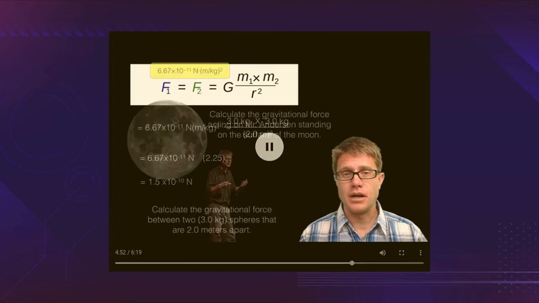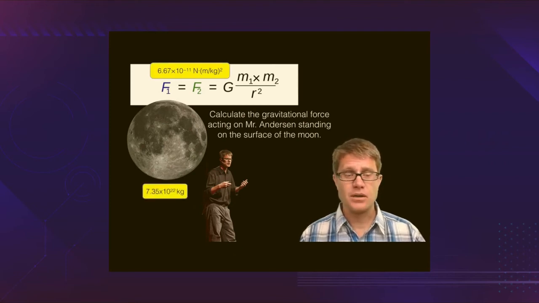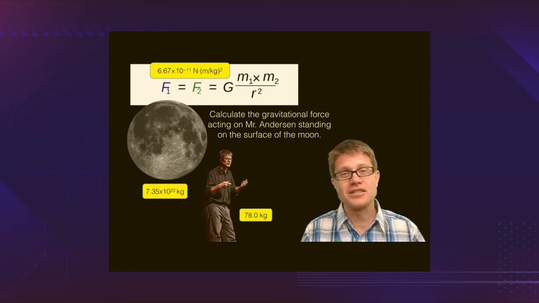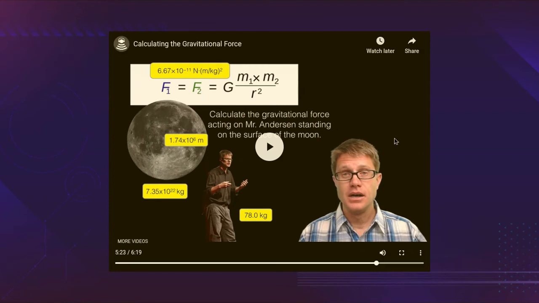Let me give you a problem that I'd like you to answer. Calculate the gravitational force acting on me standing on the surface of the moon. If you're given a problem like this, what do you have to figure out? Well, the gravitational constant is going to be constant, so you already know that. But what else do you need to know? You need to know the mass of the moon and the mass of me. The mass of the moon is a really large number, and the mass of me is large, but not that large. What else do we need to know? The center distance. And that's going to be the distance from the center of the moon to the surface where I'm standing.